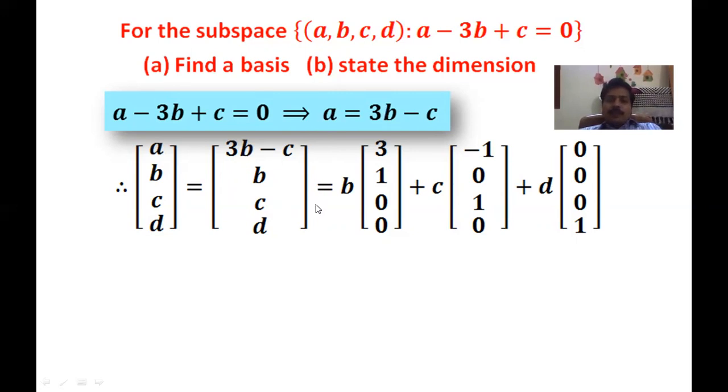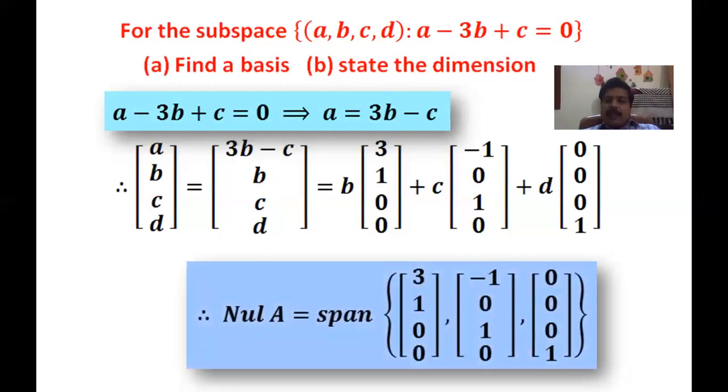So this is equal to B times 3, 1. In the first row, it is 3 times B, so it is 3, and in the second row, 1B, and the remaining two are zeros, since B is absent. Similarly, this is C times minus 1, 0, 1, 0, plus D times 0, 0, 0, 1. So now these three vectors can span Nul A. So Nul A is equal to the span of these three vectors: 3, 1, 0, 0 and minus 1, 0, 1, 0 and 0, 0, 0, 1.